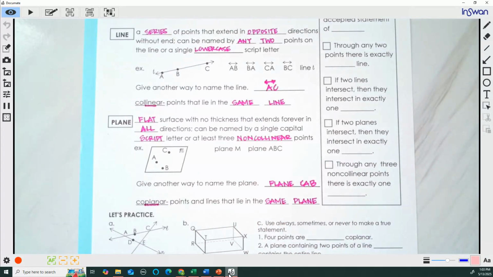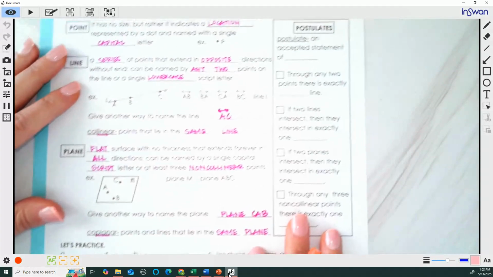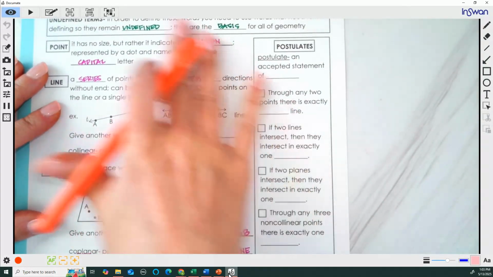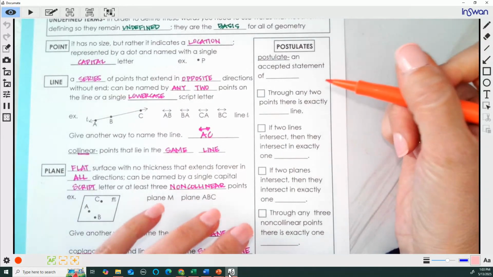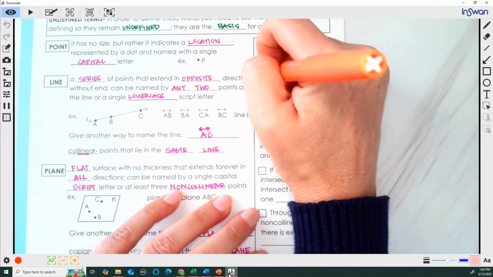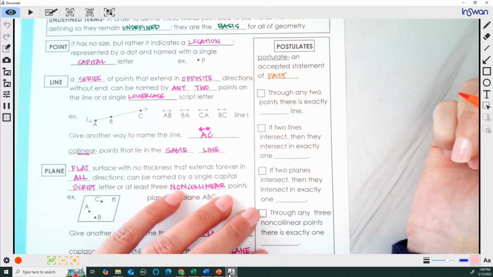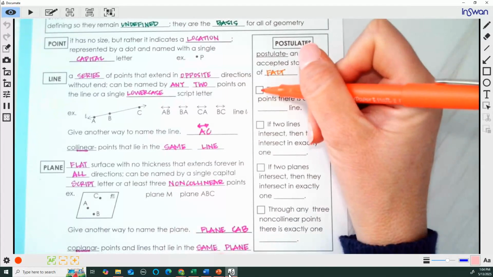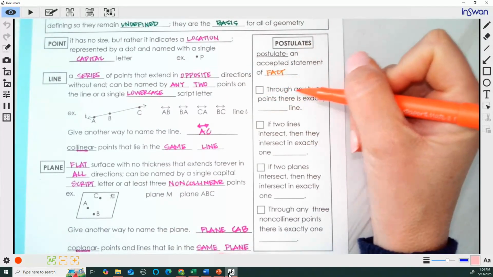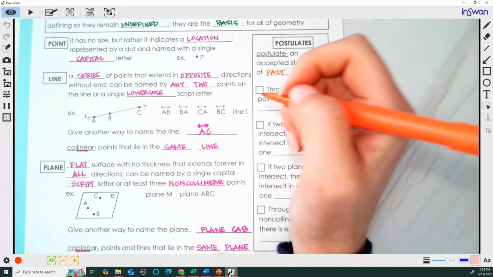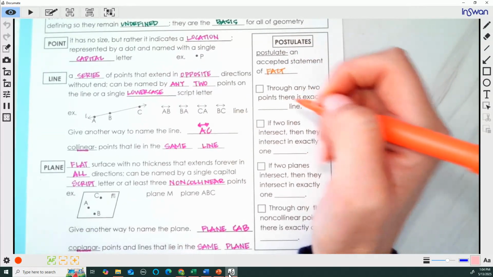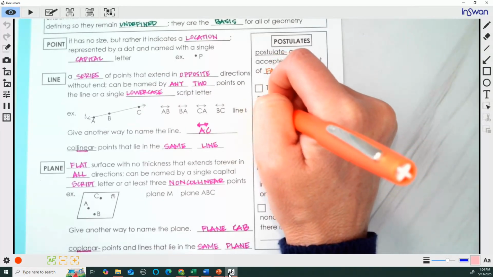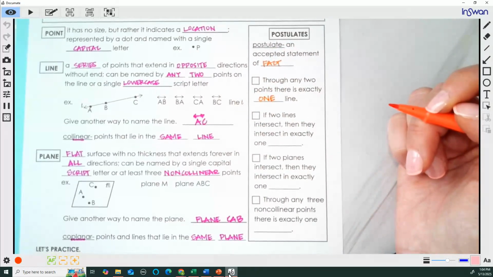While we're talking about the basics of geometry, let's talk about some basic postulates that relate to points, lines, and planes. What is a postulate? A postulate is an accepted statement of fact. And here are a few postulates. Through any 2 points, there is exactly one line. If we're looking at 2 points, how many lines could we make through 2 points? There's only one that can go through exactly 2 points.